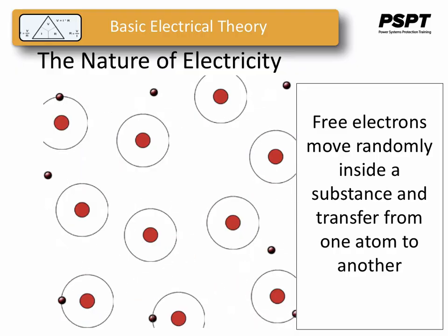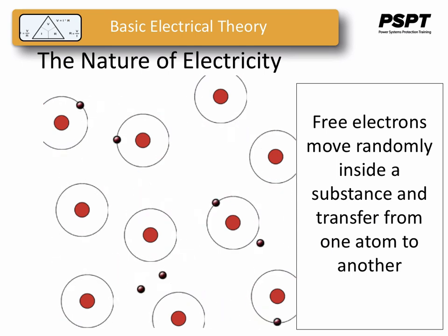Atoms may have loosely bonded electrons in their outermost orbits. These electrons require a very small amount of energy to detach themselves from their parent atoms. Hence, they are referred to as free electrons, which move randomly inside the substance and transfer from one atom to the other. Any piece of substance which, as a whole, contains an unequal number of electrons and protons is referred to as being electrically charged. When there are more electrons compared to protons, the substance is said to be negatively charged, and when there are more protons compared to electrons, the substance is said to be positively charged.